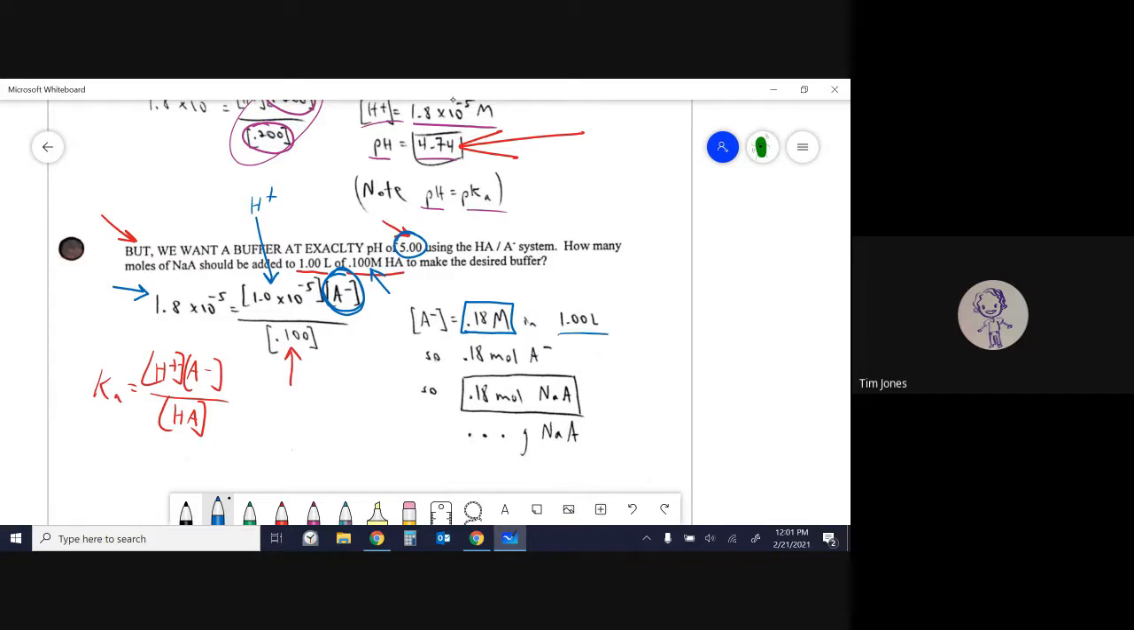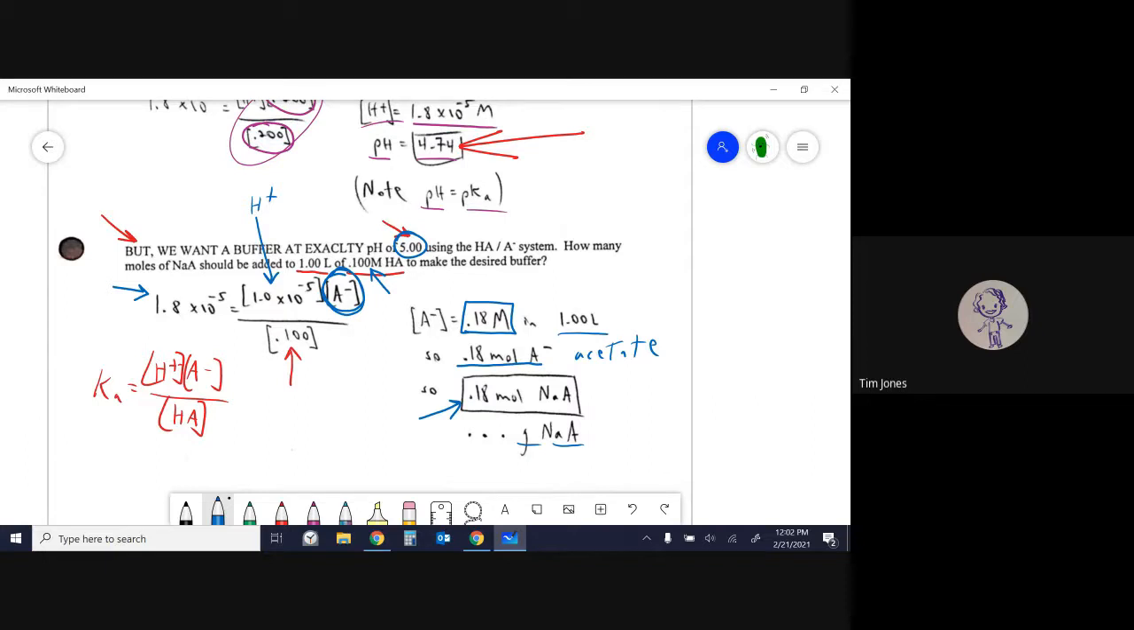This is in 1 liter, so 0.18 moles of A minus, which means since we can't find a bottle of A minus, but we can find a bottle of sodium A minus, or let's go back to the real situation here. This is acetate. Again, I can't find a bottle of acetate, but I can find a bottle of sodium acetate. So we get 0.18 moles of sodium acetate. And if we use molar mass, we could turn that into grams of sodium acetate. We could weigh it out, and then we could add it to this solution.